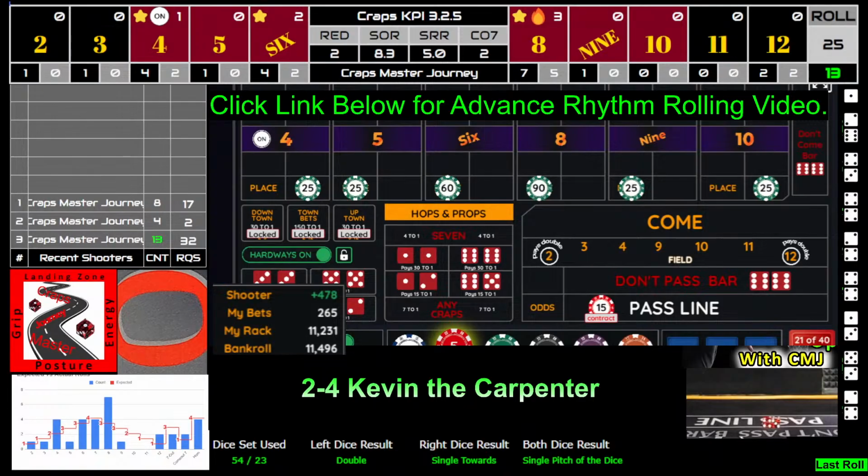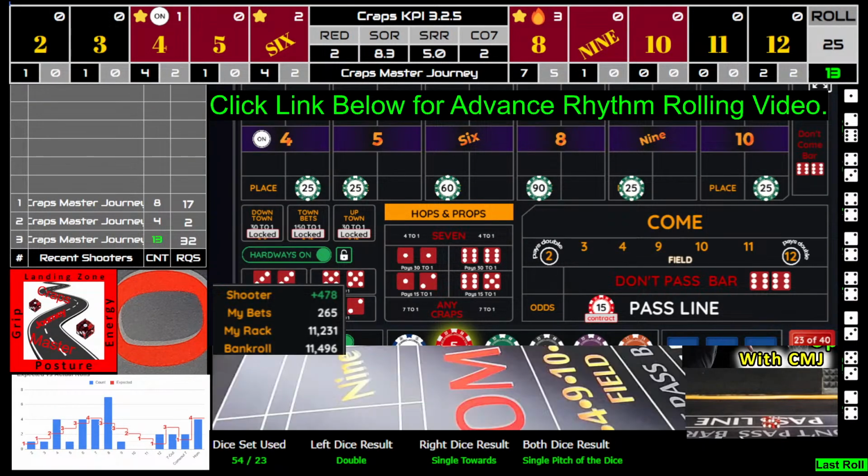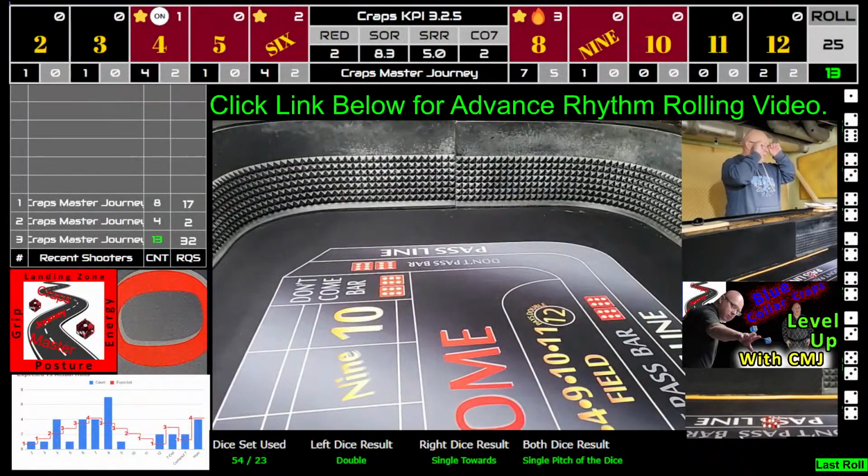Good morning, Badlands. How you doing there, buddy? And all that set. Nice up.